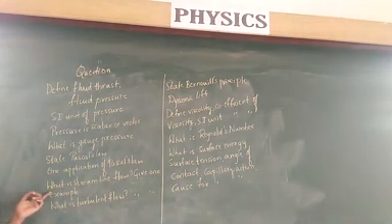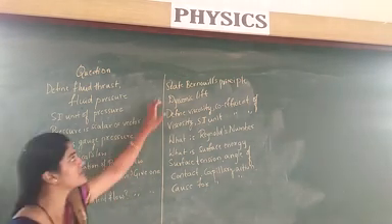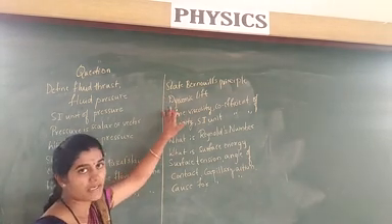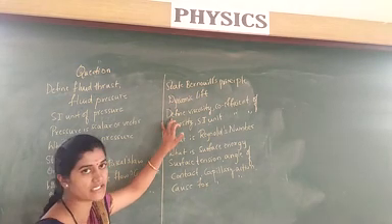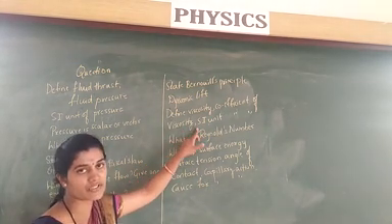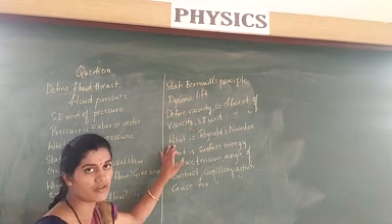What is streamline flow? Give one example. Next, what is turbulent flow? Give one example. Next, state Bernoulli's principle. What is dynamic lift? Define viscosity and coefficient of viscosity, and write the SI unit for viscosity and coefficient of viscosity. What is Reynolds number?